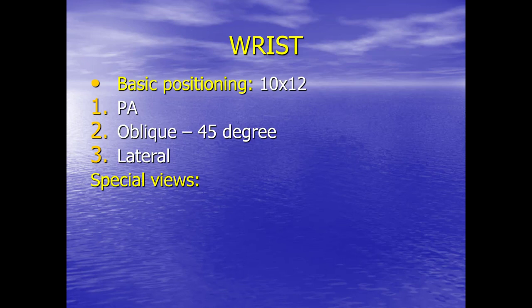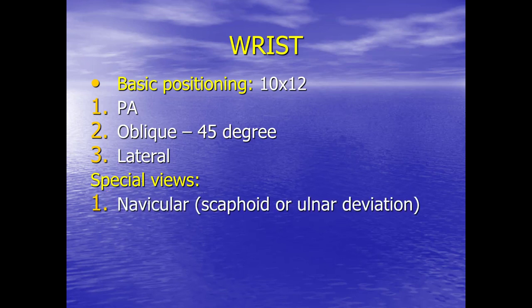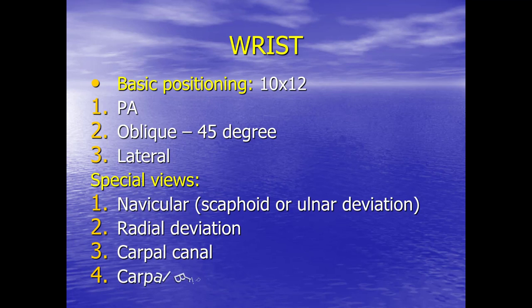A lot of institutions actually add the scaphoid or ulnar deviation view. Sometimes you refer to it as a navicular view. And then there's a couple other views that could be ordered by the institution, but not on a regular basis, and those will be radial deviation, carpal canal, and carpal bridge.